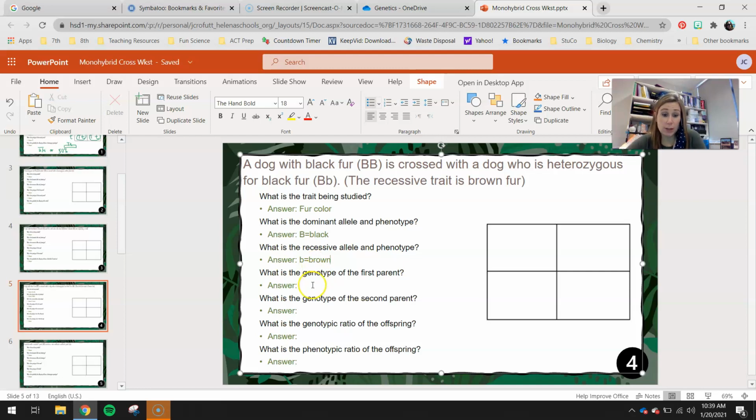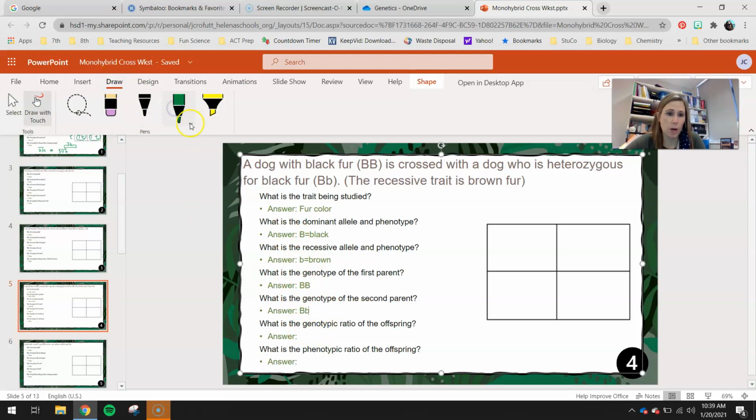Okay, what is the genotype of the first parent? So first one listed is the dog with black fur. He has the genotype big B, big B. What is the genotype of the second parent? A dog is crossed who is heterozygous, so she or he is big B, little b. And then what is the genotypic ratio and phenotypic ratio of the offspring?